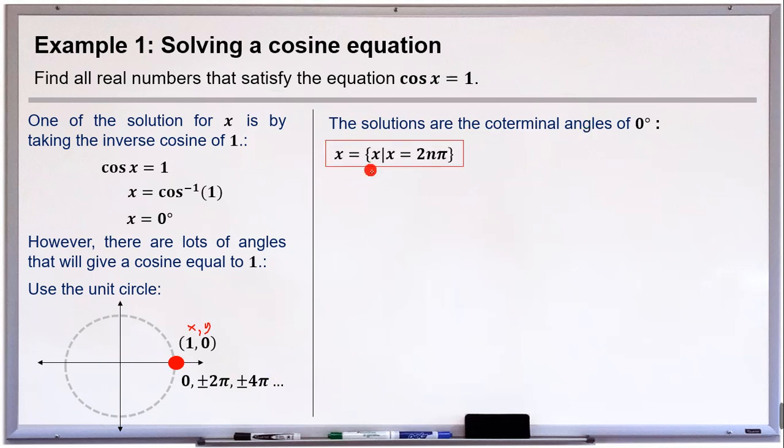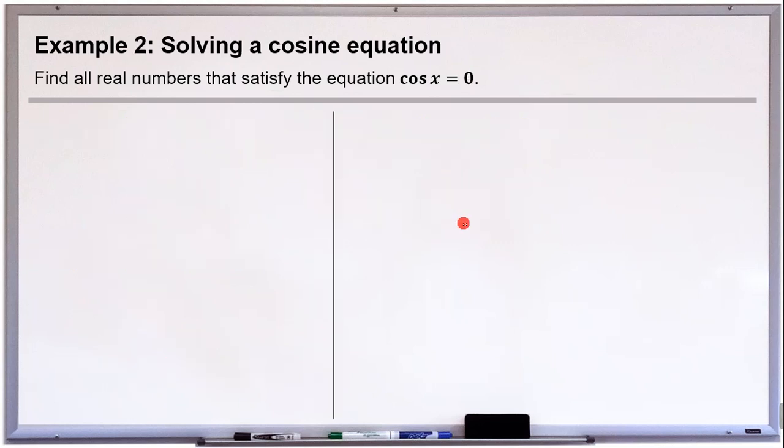So in equation form, x are all values of 2n pi, wherein n is any integer, from 0 to plus or minus 1 up to infinity. Okay, so these are the possible values of x that will make cosine equal to 1. So this is our final answer.